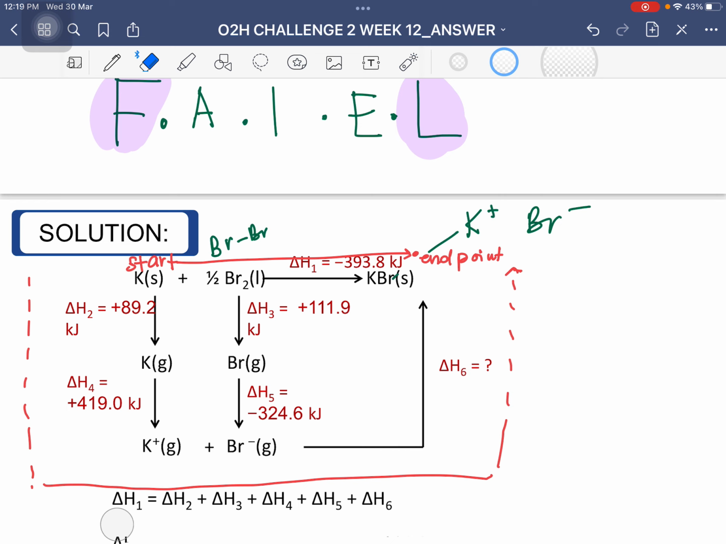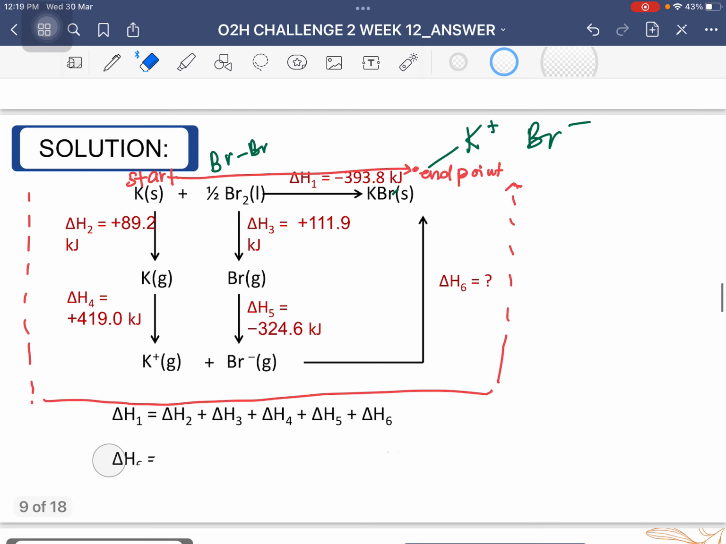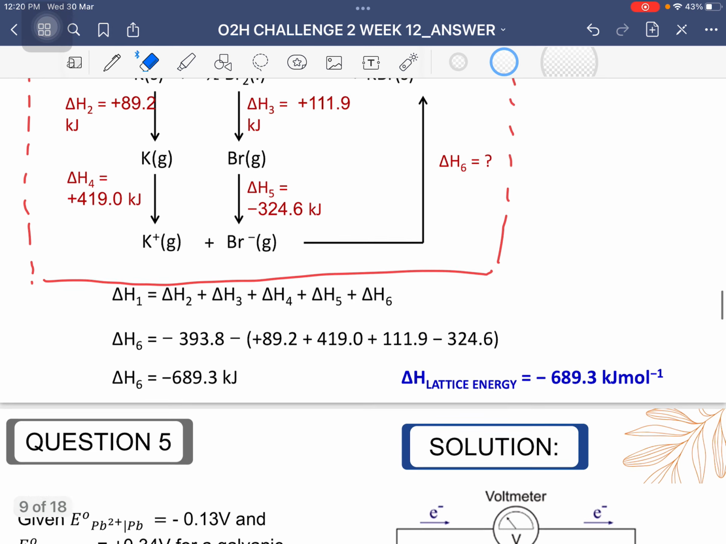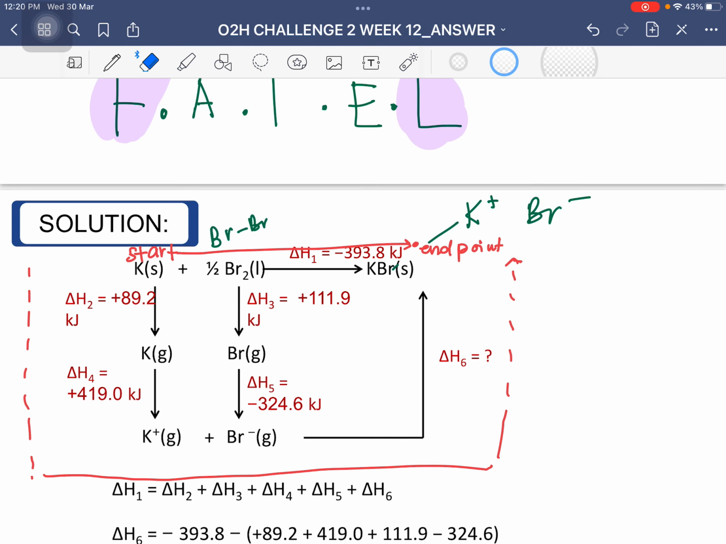Okay, so kita boleh cari delta H6 kita is equal to, substitute everything, and finally you are going to get negative 689.3 kilojoule untuk delta H6 ni. So delta H6 ni adalah lattice energy. So tukarkan dalam bentuk yang standard is negative 689.3 kilojoule per mole. Okay, itu saja, dan kita akan bersambung nanti.